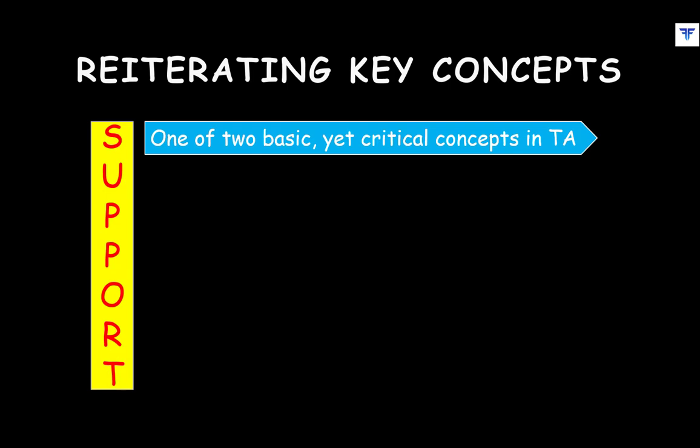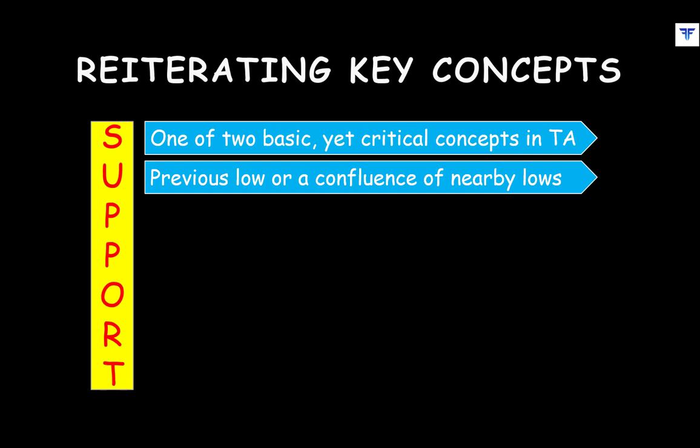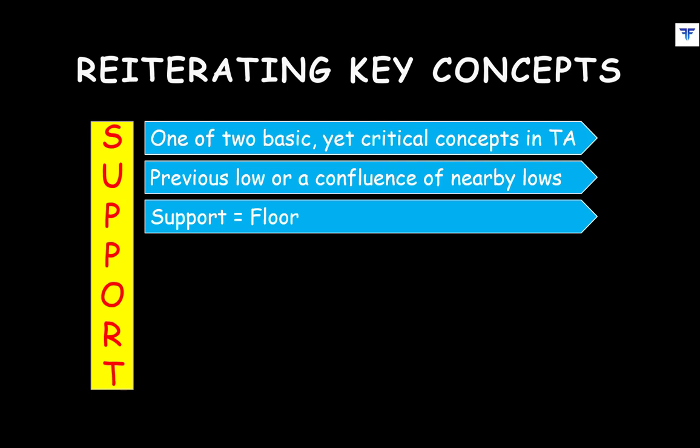A support is one of the two most critical concepts in technical analysis, the other being a resistance. A support is a previous low or a confluence of two or more lows if they are clustered close to each other. You can think of support as a level or as a zone that offers a floor to the price. That is, a prior region where demand can be expected to absorb all the available supply.